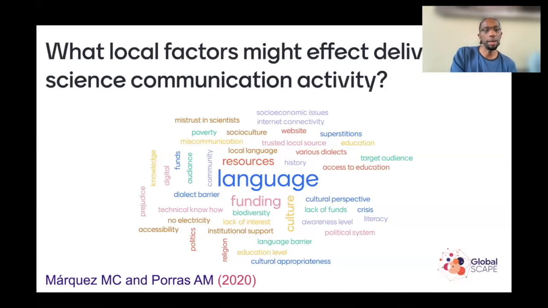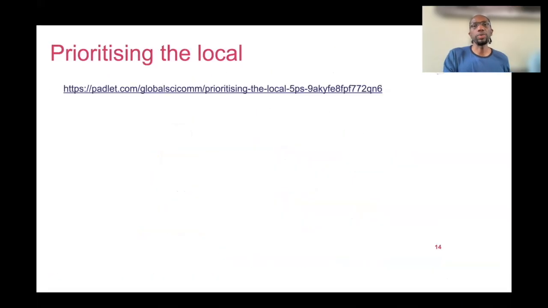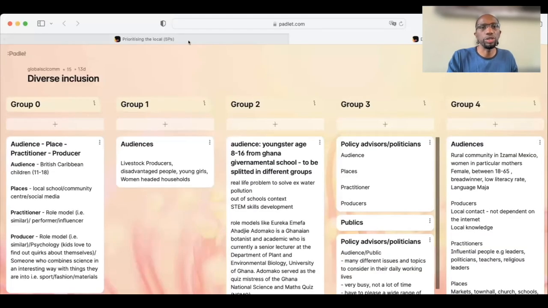We've also had a piece here by Marcus and Forrest, 2020, and they talk about how using multiple languages in science communication is essential if you want to move forward as a globe within science communication and really have a fair science communication landscape. So there was also an exercise where I asked everyone to prioritize: what things might you need to think about if you want to prioritize local issues?